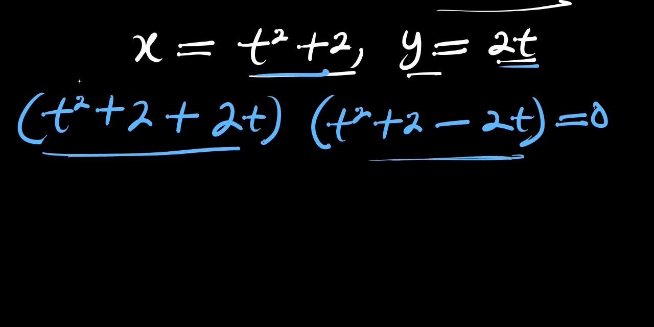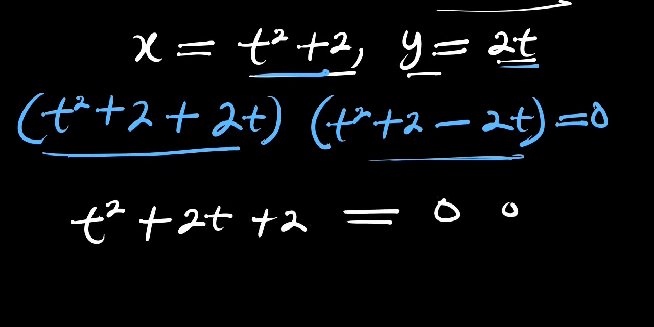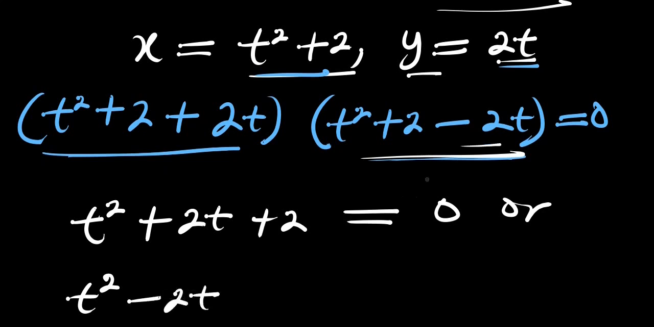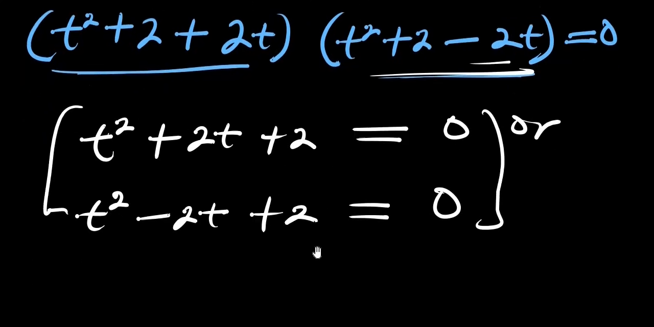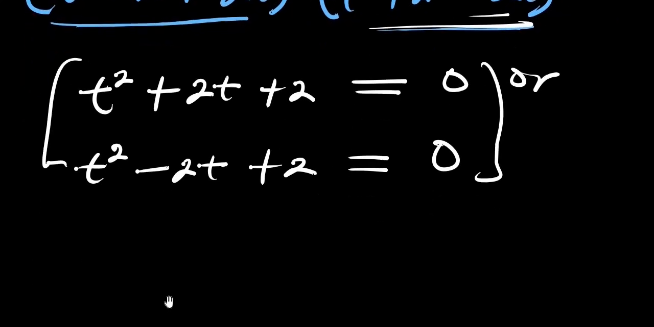That means we can have t squared. We can just rearrange from here. Plus 2t. We are writing 2t before the 2. Plus 2. This equals 0. Or we can also do the same thing here. We have t squared. Let's rewrite this one here, minus 2t before the plus 2, and everything equals 0. So we have two quadratic equations that we are going to solve for the values of t. Let's do that immediately.